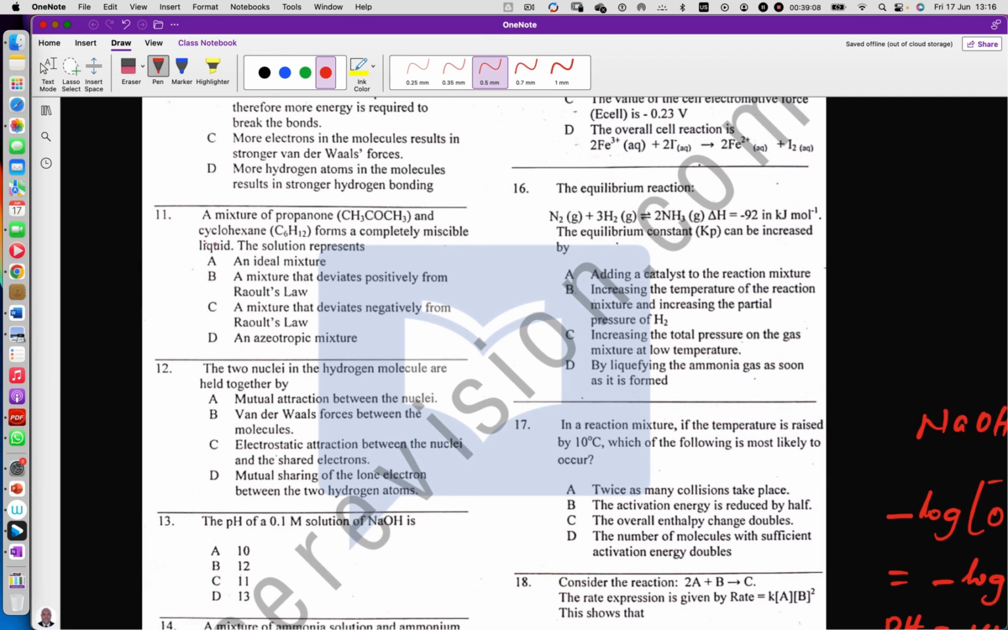A mixture of propanone and cyclohexane forms a completely miscible liquid. The solution represents: A, an ideal mixture; B, a mixture that deviates from Raoult's law; C, a mixture that deviates negatively from Raoult's law; D, an azeotropic mixture. It is an ideal mixture. That is, the answer is A. Question number 12.